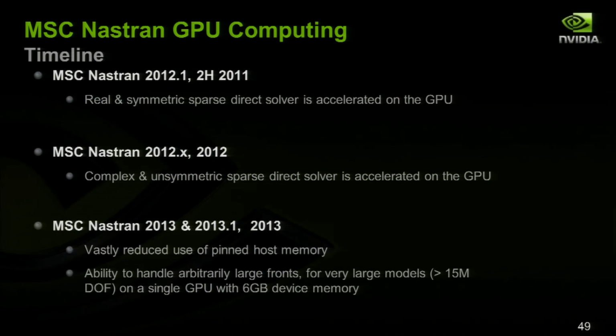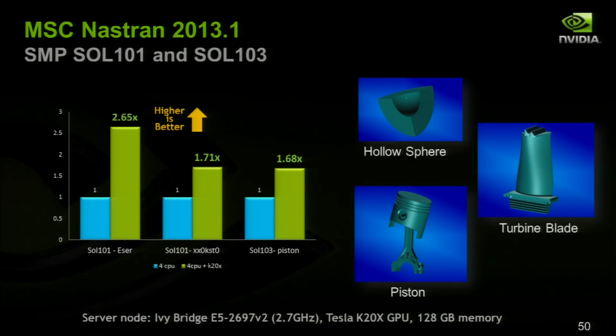This is a timeline of MSC Nastran's implementation of GPU. It was introduced back in 2012, version 2012, and then they've been making several improvements over the last couple of years. Coming to performance, I'm showing 3 benchmarks here: hollow sphere, piston, turbine blade.